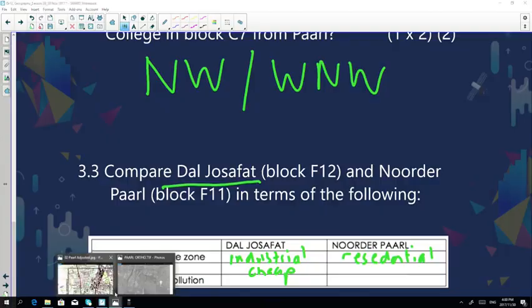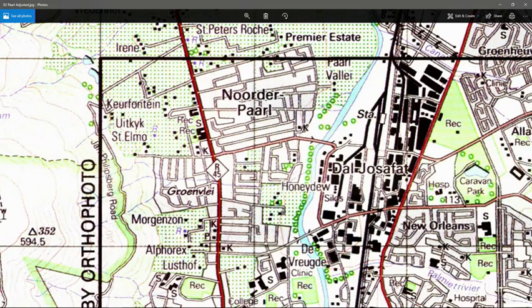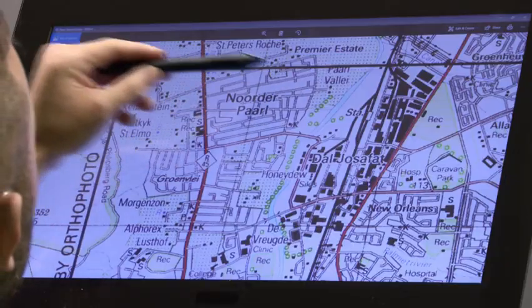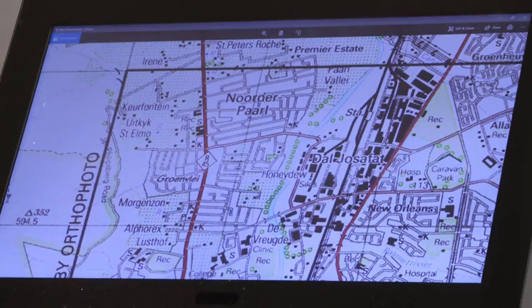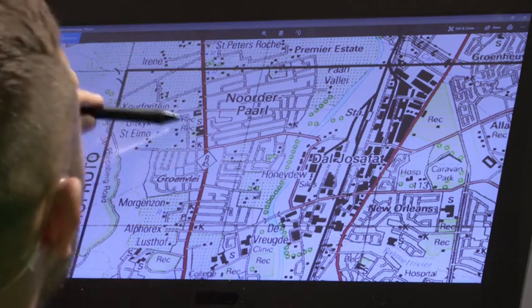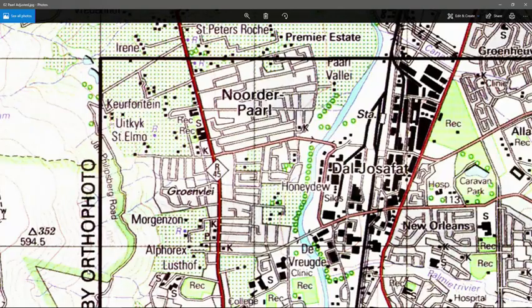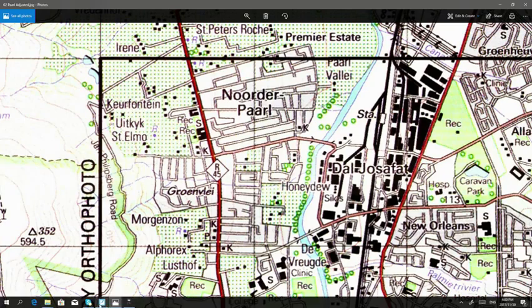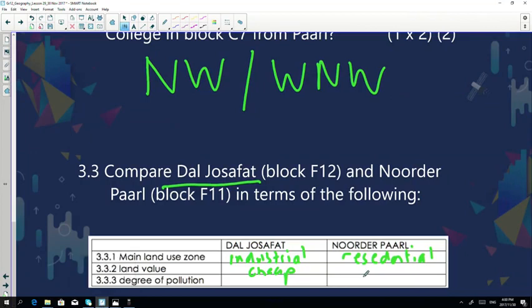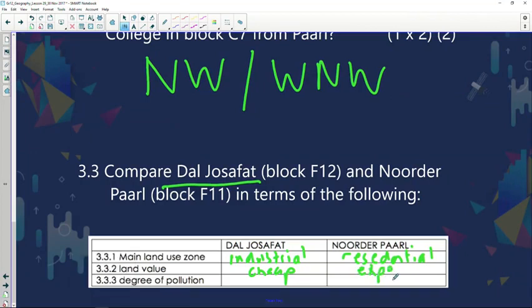Noorderpool is a residential area, so if you look at the property sizes, it's quite big as well. If you look at Noorderpool over there, just want to go back, as you can see, it's probably going to be expensive to live over there. I mean, if you look at all the recreation areas surrounding Noorderpool, there's a school, there's a church, etc. So definitely, if you look at the situation over there, it's going to be expensive.